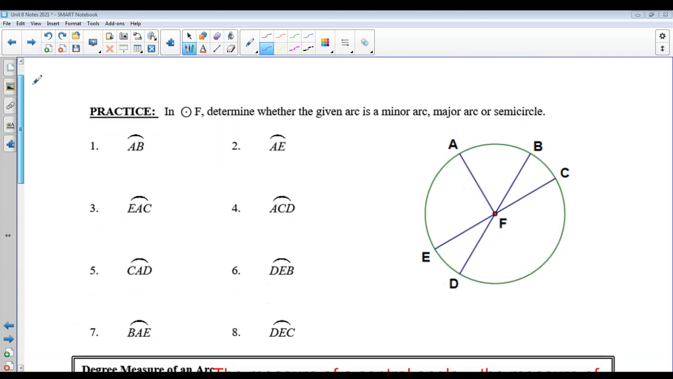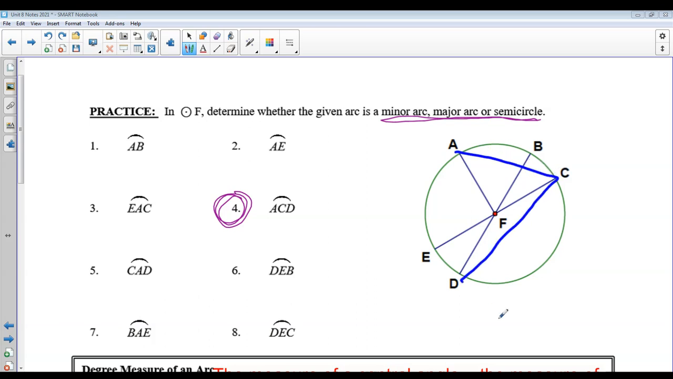So one more example, let's just look at one together. We're going to name minor arcs, major arcs, or semicircles. So if I look at number 4, for example, arc ACD. Really important. I'm going to get the magic pen out for this because I don't want you to write it. Arc ACD. I don't slice like this. I don't go in a zigzag. I don't go directly from A to C to D. That would be an angle. All right, again, we're looking at arcs.